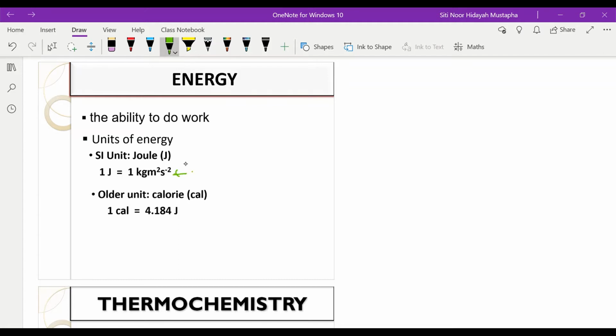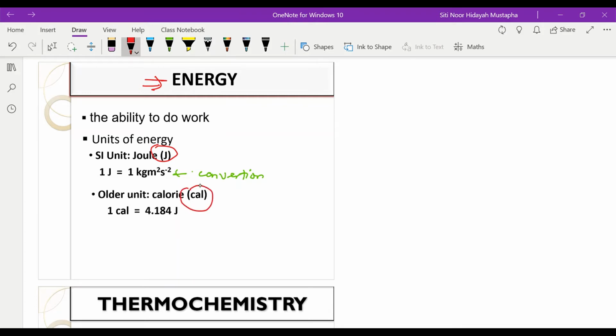So conversion is something they will always give in your appendix during your examination, or when you work, alright? So always refer to the unit conversion table to know the conversion. But just bear in mind, when we talk about energy, the unit must be joule, or the older unit of energy is calorie.